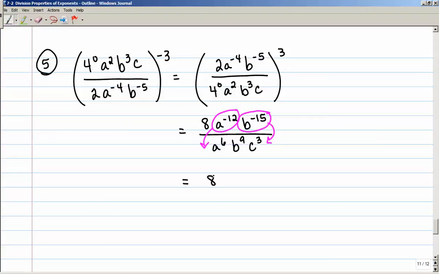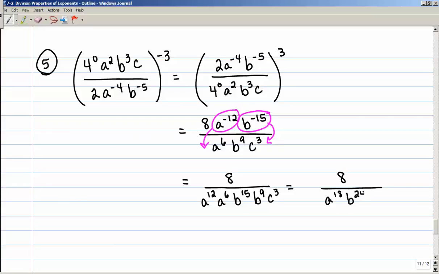So I'm going to have 8. Actually, all I have left on top is an 8. And then on the bottom, I'll have a to the 12th that came down, a to the 6th, b to the 15th that came down, and b to the 9th was already there, and c to the 3rd was already there. That leaves me with 8 over a to the 18th, b to the 24th, and c cubed. It's funny looking, but it's right.